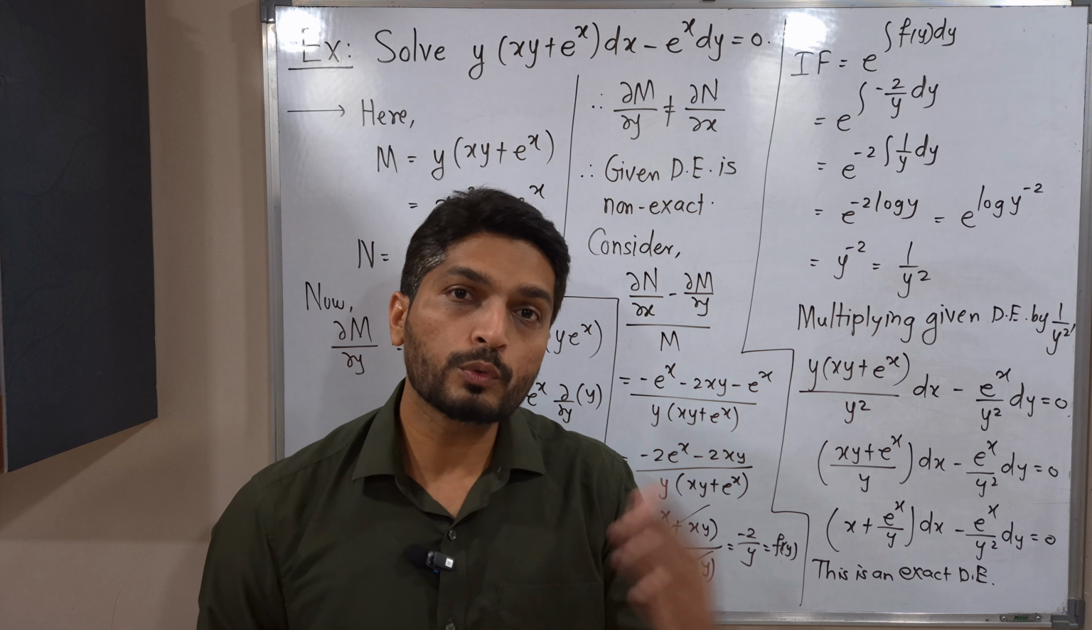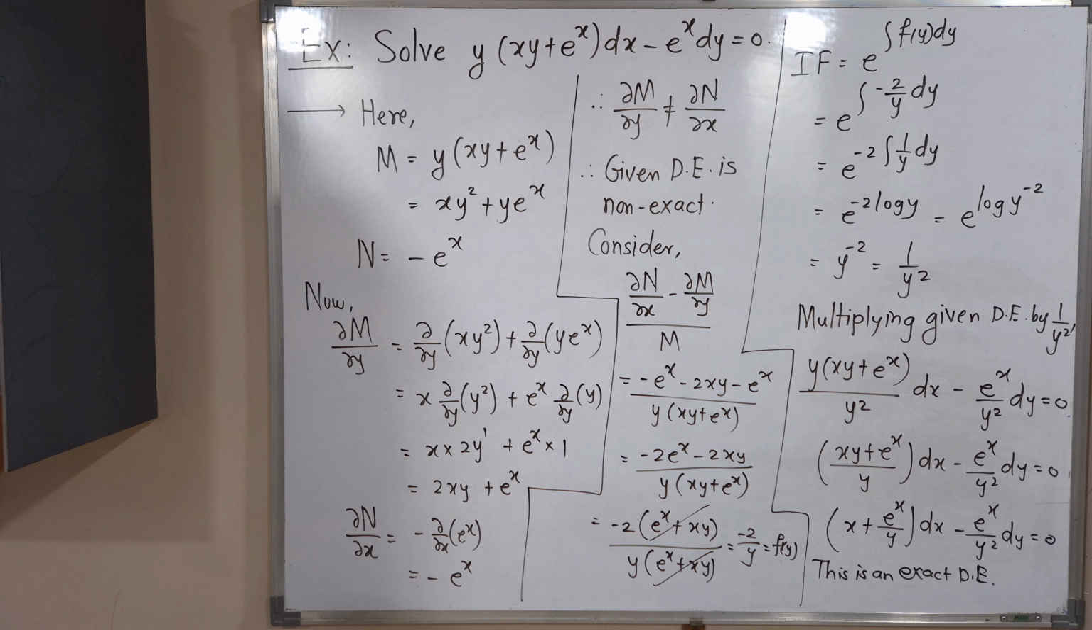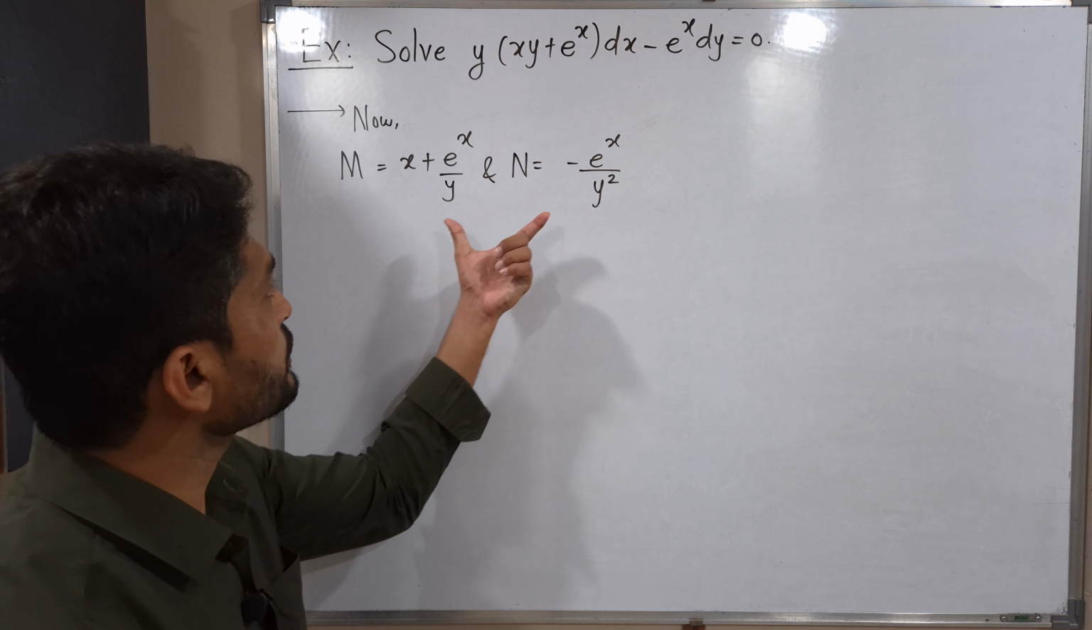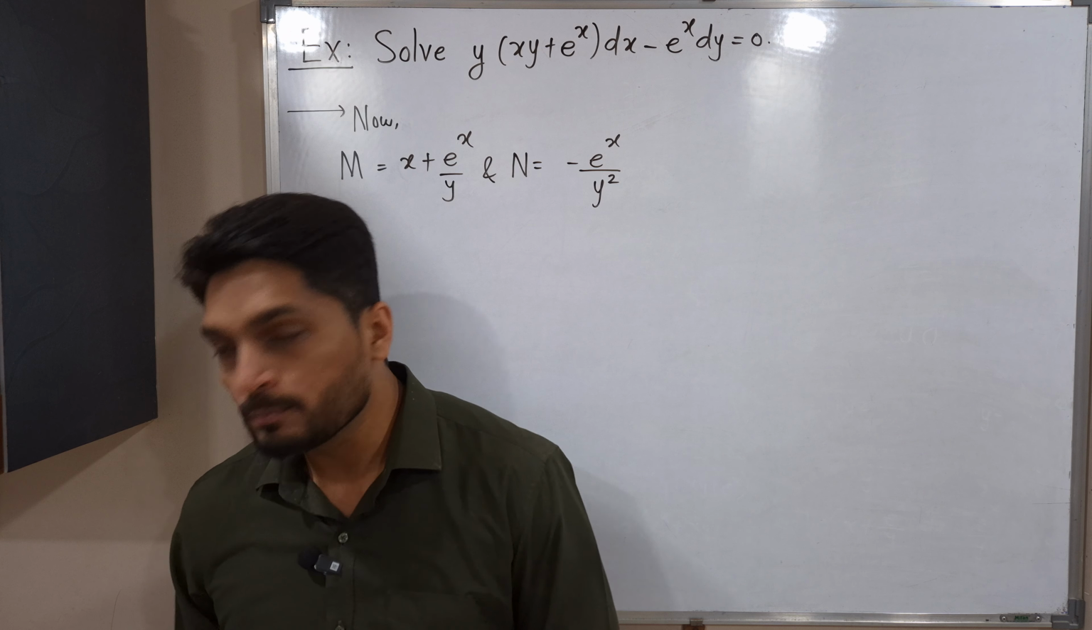After that we will move towards the solution, but before that I will write M and N. Just make a screenshot of it, then we will move further. See, I have written that M and N, new M and new N. Okay, so we got the exact differential equation, so I got M and N. So now let us find the solution.